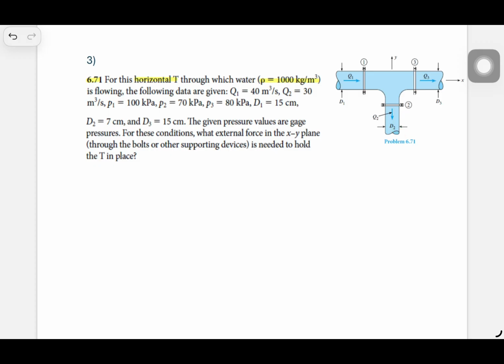Q3 is not given for now. And we have P1, P2, and P3, which represents the pressures at these points. And we also have diameter of each section. The given pressure values are gauge pressures, and for these conditions, what external force in the xy plane is needed to hold the T in the place.